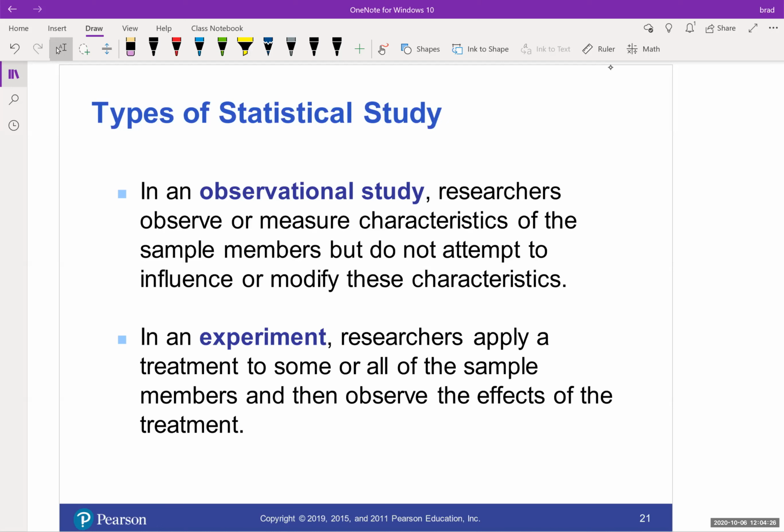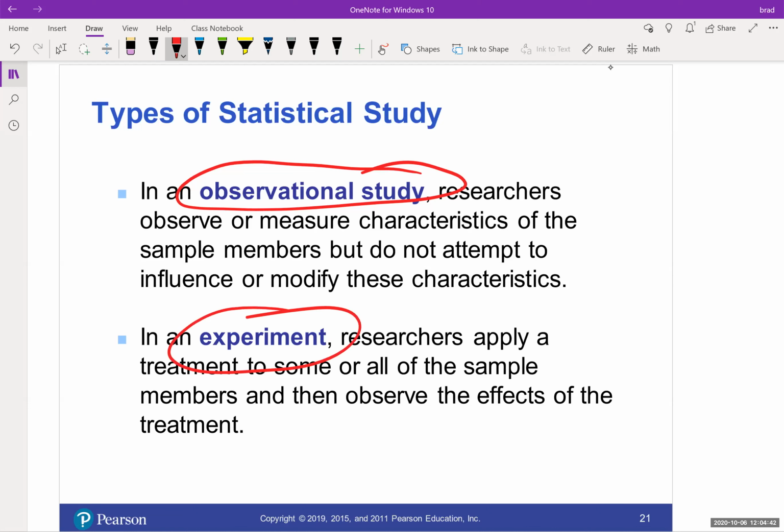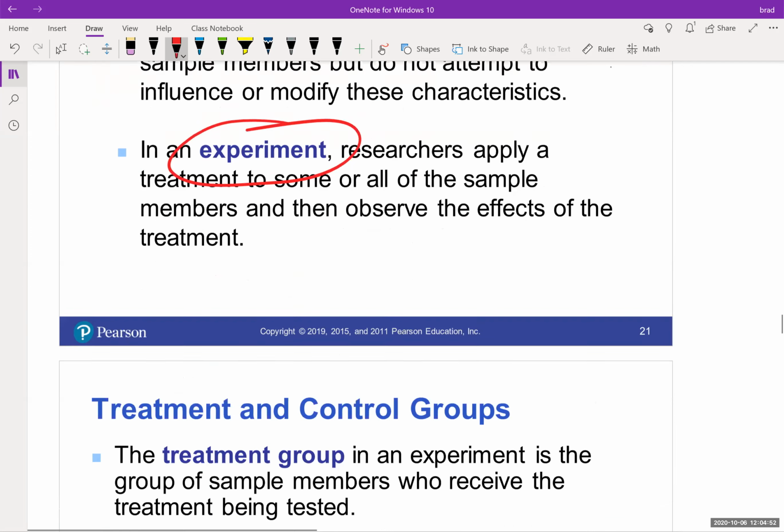In an observational study, researchers observe or measure characteristics of the sample members, but do not attempt to influence or modify these characteristics. So this is observational, where they do not actually try to change anything. Okay. In an experiment, especially like, for example, in the medical field, they will administer medication and then try to see the results. So researchers apply a treatment to some or all of the sample members and then observe the effects of the treatment.